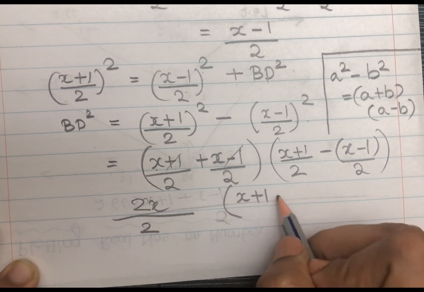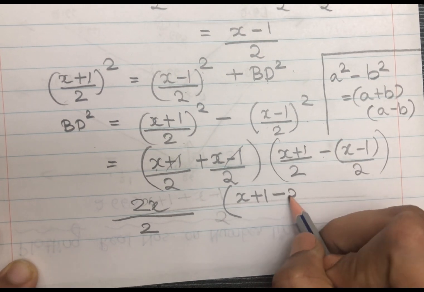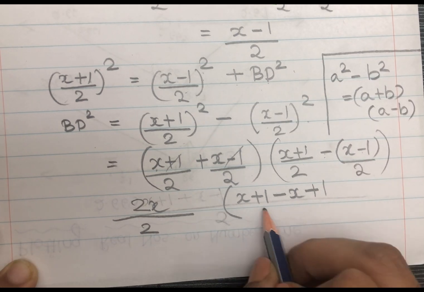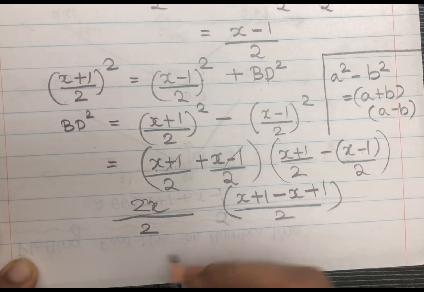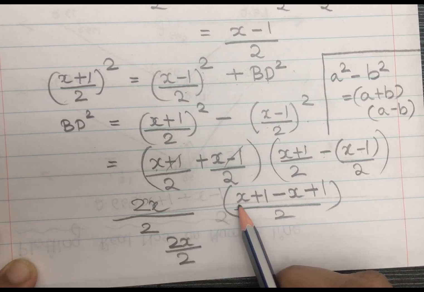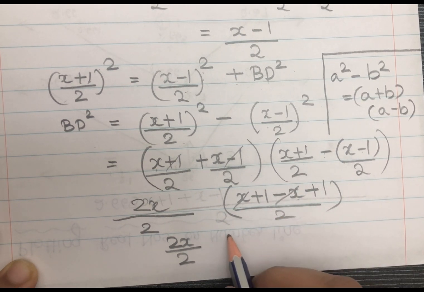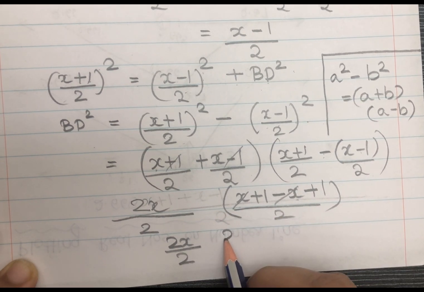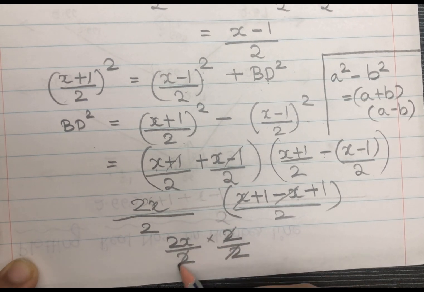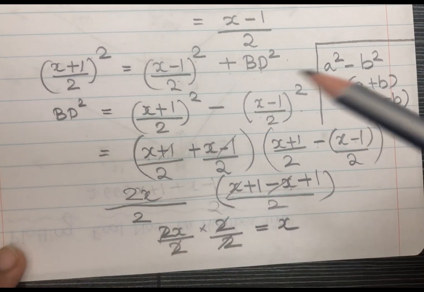X plus 1. We'll open the bracket, so minus x, and minus and minus become plus 1 by 2. So 2x by 2, and then what? These two get cancelled, and we have 2 by 2. So this gets cancelled, this gets cancelled. So we'll get x.